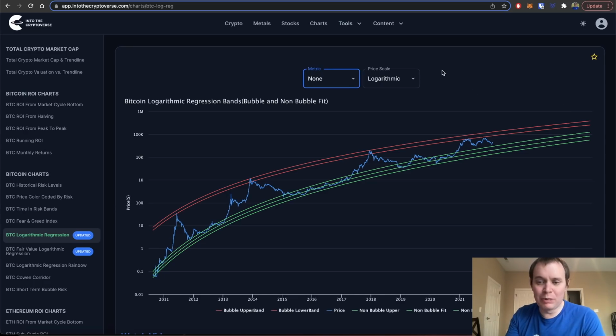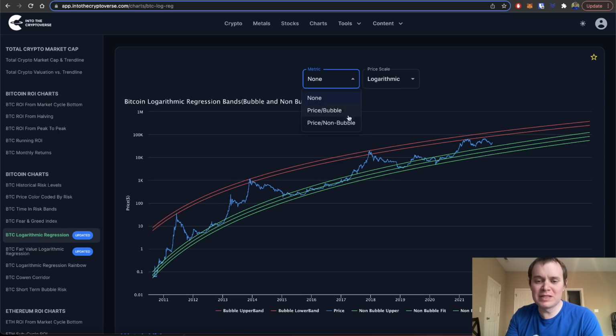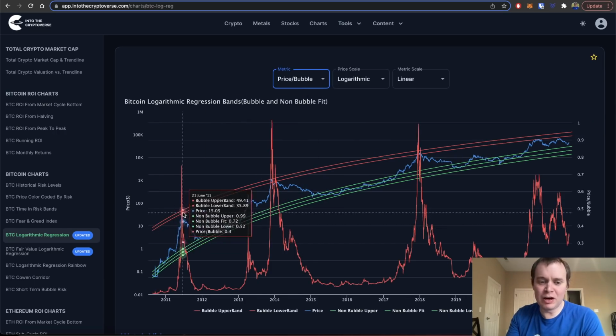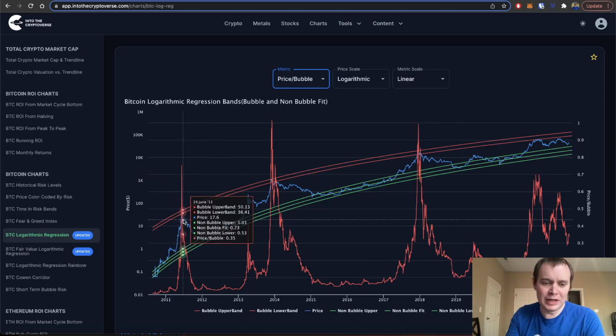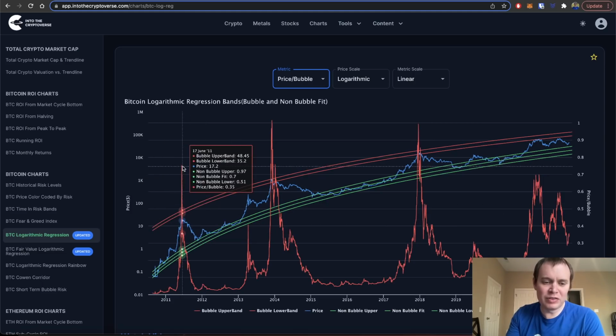With that said, I want to show a couple of different metrics. One of them is the price divided by the bubble data. So basically, if you're just looking all the way up here, divided by the red line, one of the things you'll note is that to get to the top of it, the last two got us there, right? We went all the way to the top. The most recent one did not, or sorry, the one in 2011 did not.